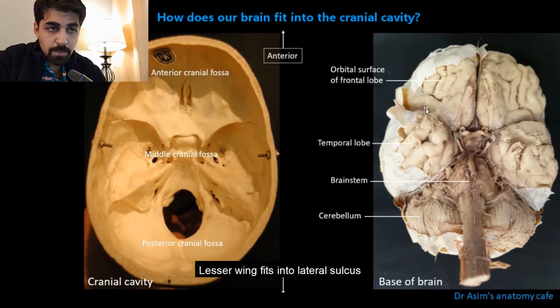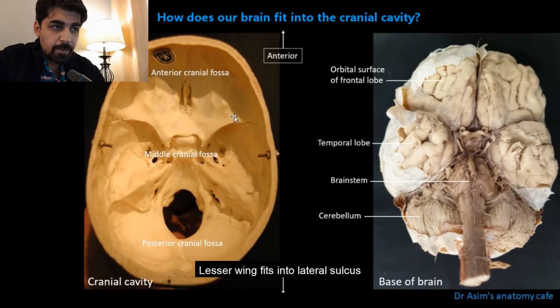This is the lateral sulcus, or the region where the stem of the lateral sulcus is going to reside, and that stem of the lateral sulcus separates the frontal lobe in the front from the temporal lobe at the back. So the lesser wing is nicely going to fit into this region, once again providing a little bit of support to the brain, providing stability to it.